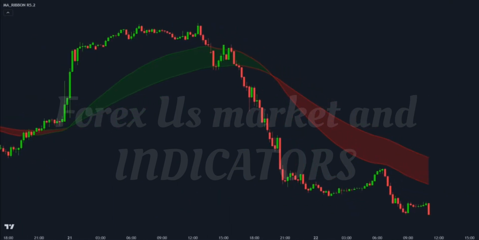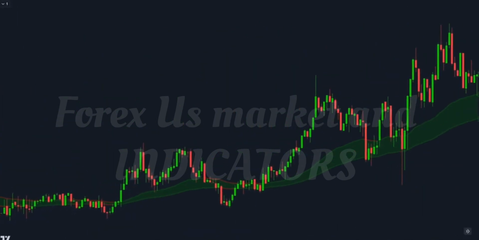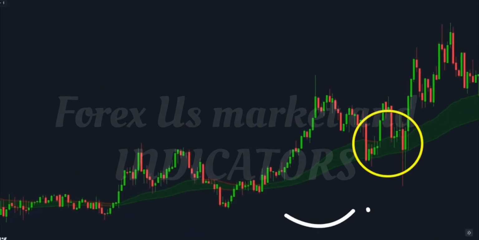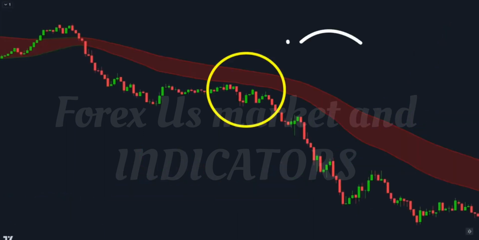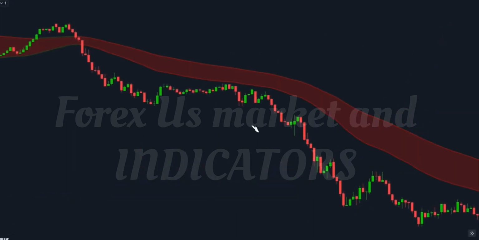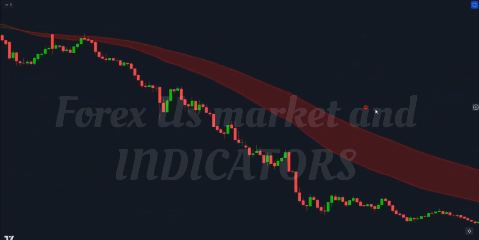Basically, this fancy ribbon helps us understand the market's mood. Is it feeling upbeat, green ribbon and price above it? Maybe it's a bit meh, price stuck inside the ribbon? Or is it feeling a bit down in the dumps, red ribbon and price below it? The MA ribbon R2 decodes that market chatter for us.